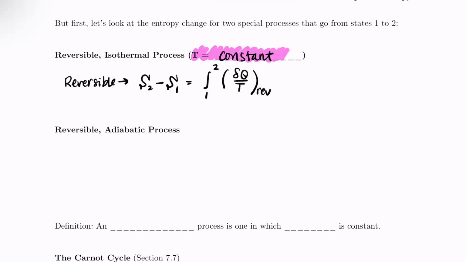So does that mean that we can do anything special with it at this stage? Yeah, we can just take it out of the integral. If it's a constant, we can just pull it out front. So we have 1 over T, integral from 1 to 2 of delta Q for the reversible process, which just gives us, of course, Q for our process over T. And again, remember, this has to be absolute temperature.